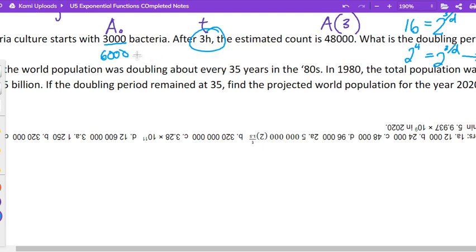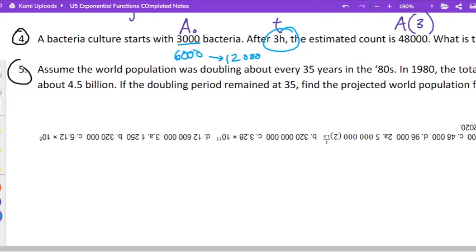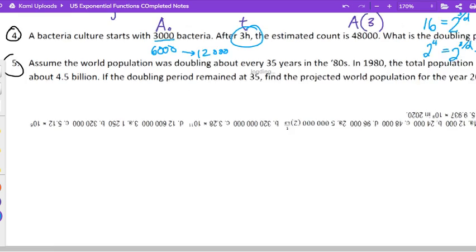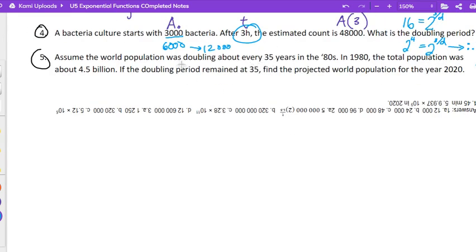Once we're at 6,000, how much longer will it take to get to 12,000? Another 45 minutes. 24,000, another 45 minutes. Good. All right, let's look at 5. Assume the world population was doubling every 35 years. Well, that tells me that 35 years is d.